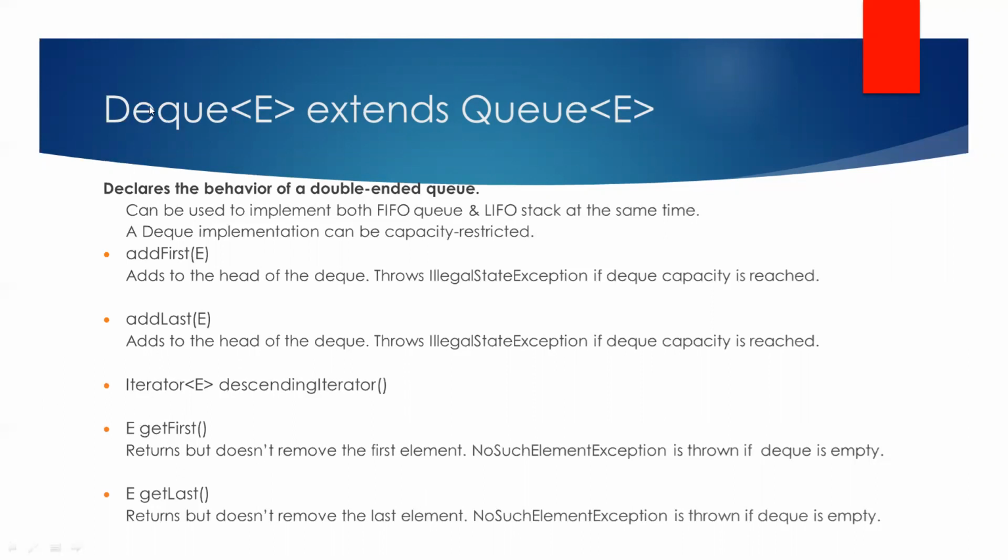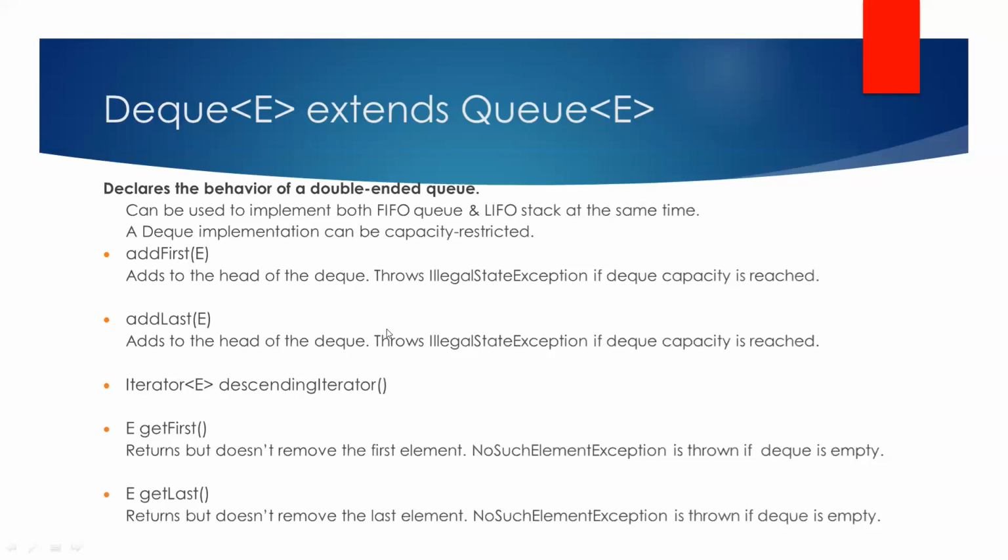And if the DQ is empty and you want to get the element from the first position, definitely there will be no such element. So in that case, you will get an exception, that is NoSuchElementException. The same thing will happen with the method getLast. The getLast method will return the element which is at the last position, but it will also not remove the element. And if the DQ is empty, then you will get NoSuchElementException.